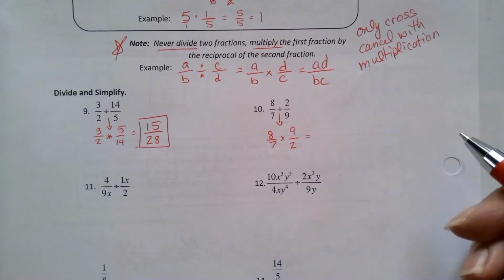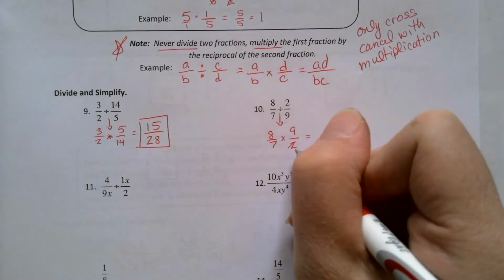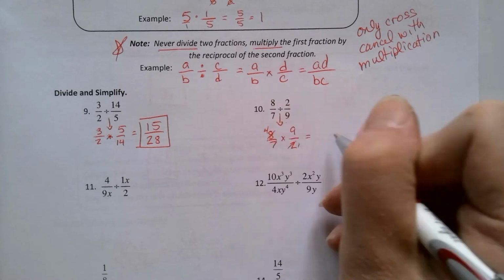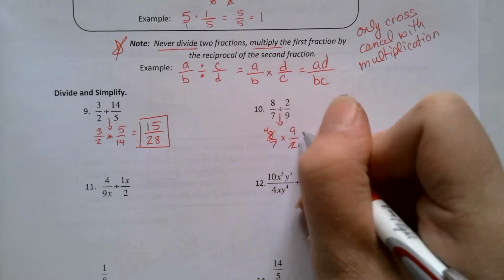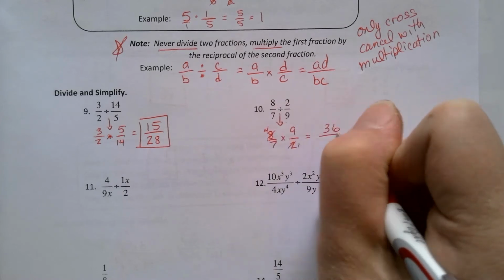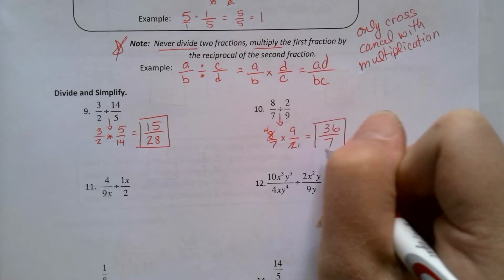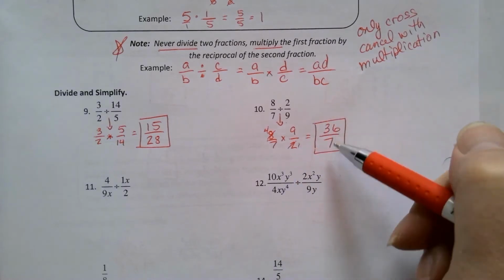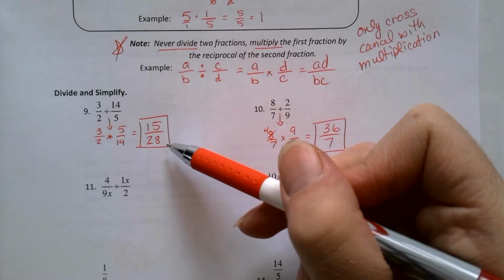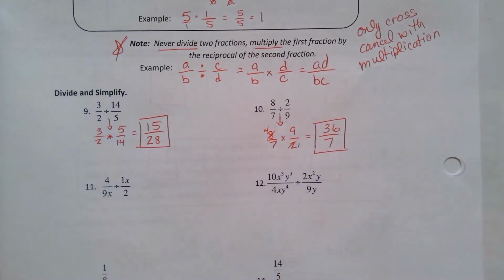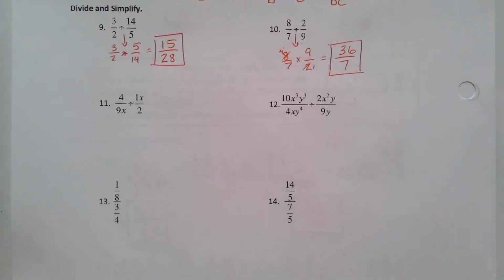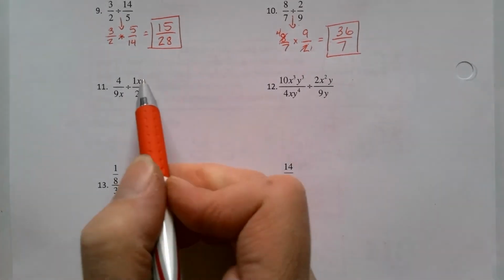Okay, this one I can cross cancel. So the 2 reduces with the 8. And that leaves me 4 times 9, which is 36 over 7. And again, every time I do this, I am double checking that these don't reduce any further, because maybe I missed one of them.